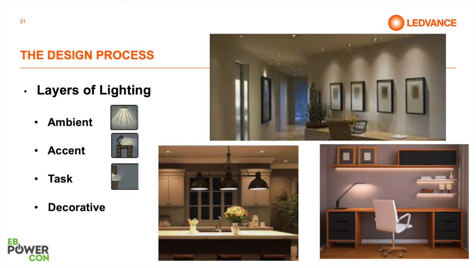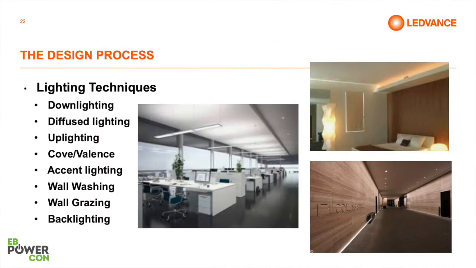Something that's visually inspiring. You can see a beautiful chandelier in a ballroom. Lots of lighting techniques. There's down lighting, diffuse lighting, up lighting, valence cove. These are just some examples here in these pictures. Along the wall, you can see a nice wall washing of the wall. You can see up here in the top right-hand corner, it's a valence lighting.